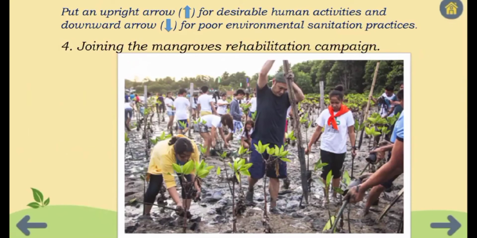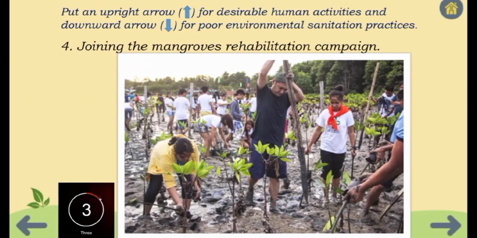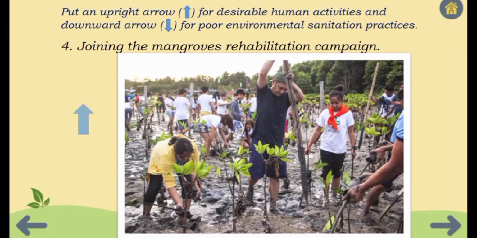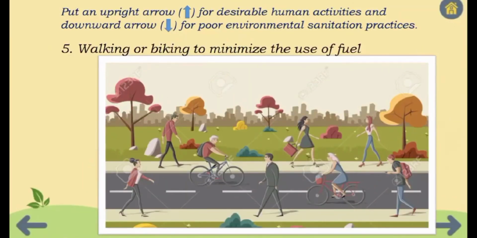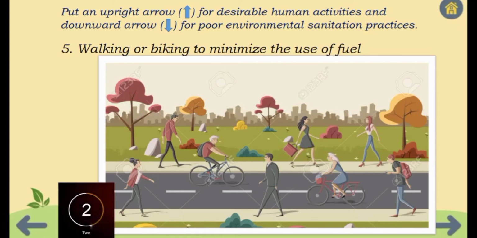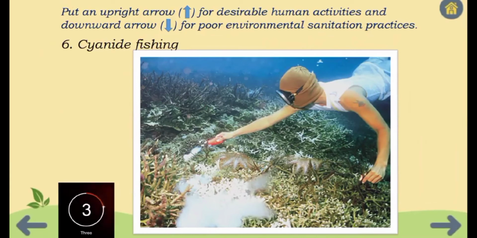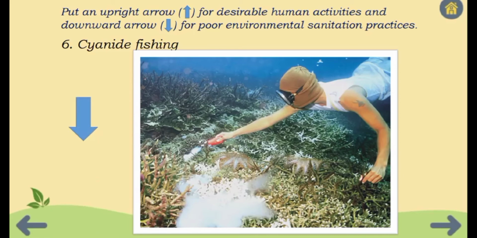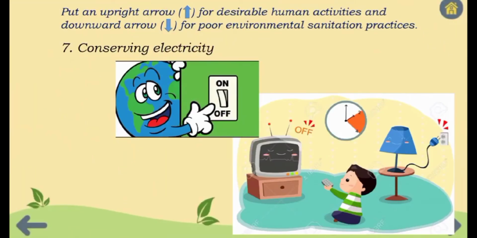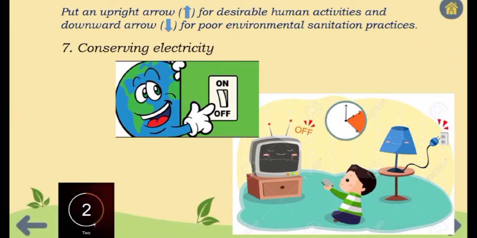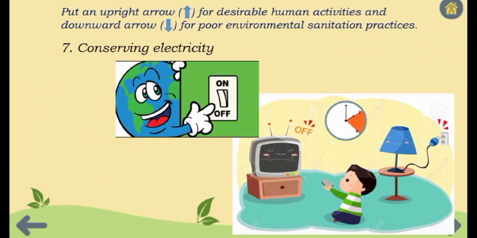Number 4. Joining the mangroves rehabilitation campaign. And the answer is upright arrow. Number 5. Walking or biking to minimize the use of fuel. And the answer is upright arrow. Number 6. Cyanide fishing. And the answer is downward arrow. Number 7. Conserving electricity. And the answer is upright arrow.